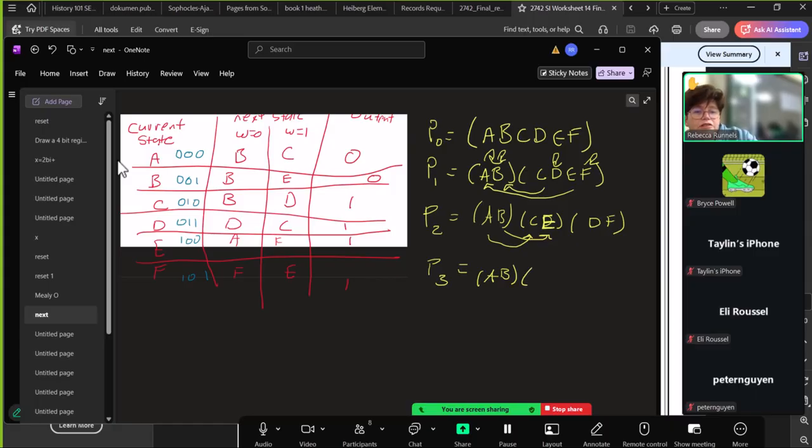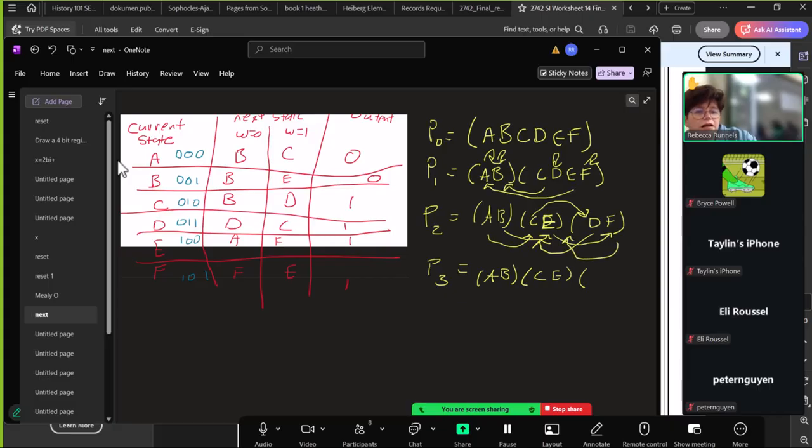Where does C go to? C goes to D. Where does E go to? E goes to F. And are those in the same group? Yes. So we can keep them together. Where does D go to? C. Where does F go to? E. Are those in the same group?